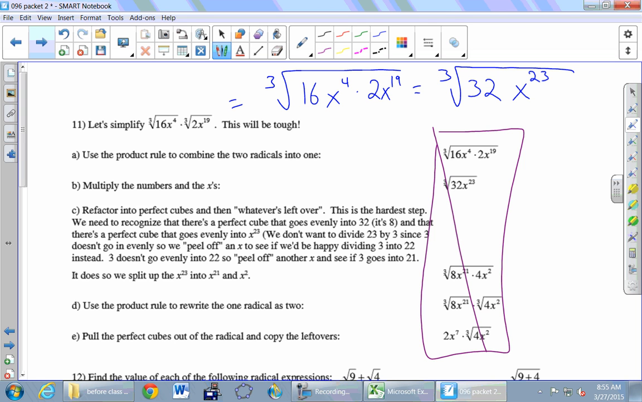Okay, so here's the tricky part. Cube root of 32, is that something nice? If you don't have it in your head, you can look on that little formula sheet, right? 32 is not there. What would we do with the power 23 and the index 3? We divide them. That's the shortcut that we developed. Can you divide 23 by 3? Well, it's not an even, it's not an integer.